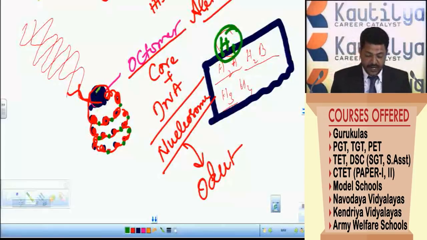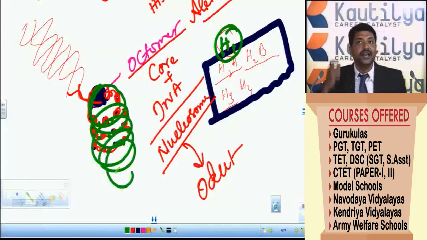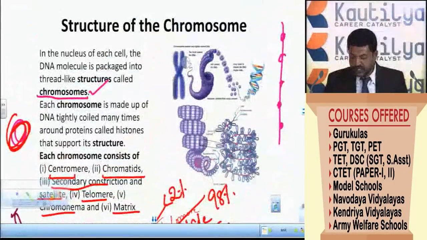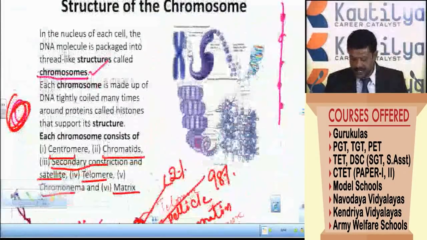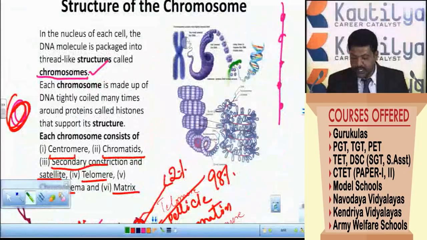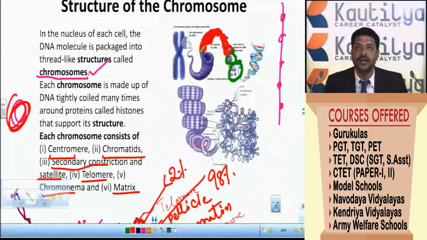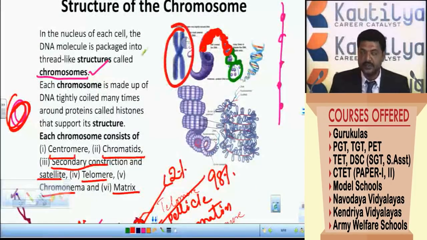In such a way, many nucleosomes form a thread-like structure. That thread-like structure is arranged like a telephone cradle wire. Now you can see here, this is the DNA. The DNA is attached with the histone proteins. Histone proteins form the nucleosomes. The nucleosomes form a spherical structure. This structure is called the chromatin fiber. The chromatin fiber ultimately forms the chromosomes.